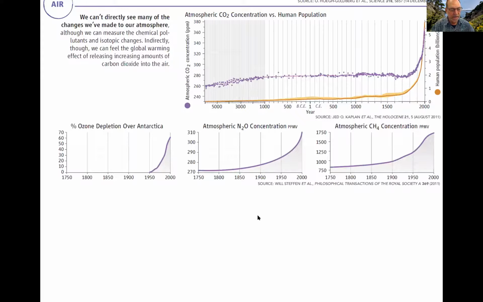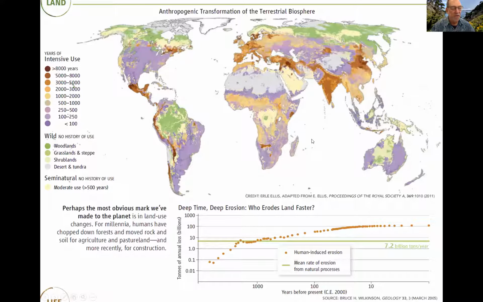And associated with these changes are the ways in which human beings have converted the landscape into ecosystems that help support humanity. This is an interesting diagram because it's showing us the intensity and the duration of human impact on the environment. So if you look at years of intensive use, this is a measure of how long the human population has been transforming the ecosystem. In some regions where humans have existed for a long time, we can see that the biomes and the physical environment have been impacted for many, many centuries.